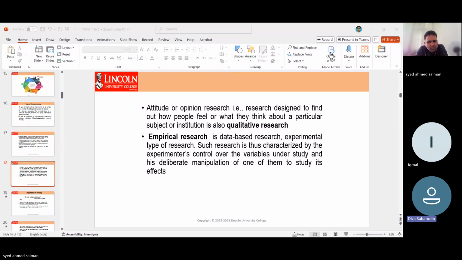Empirical research. Empirical research relies on observation and experimentation to gather the data. It is based on empirical evidence, meaning information acquired by observation or experimentation. This research is essential for validating theories and hypotheses through measurable and observable outcomes.